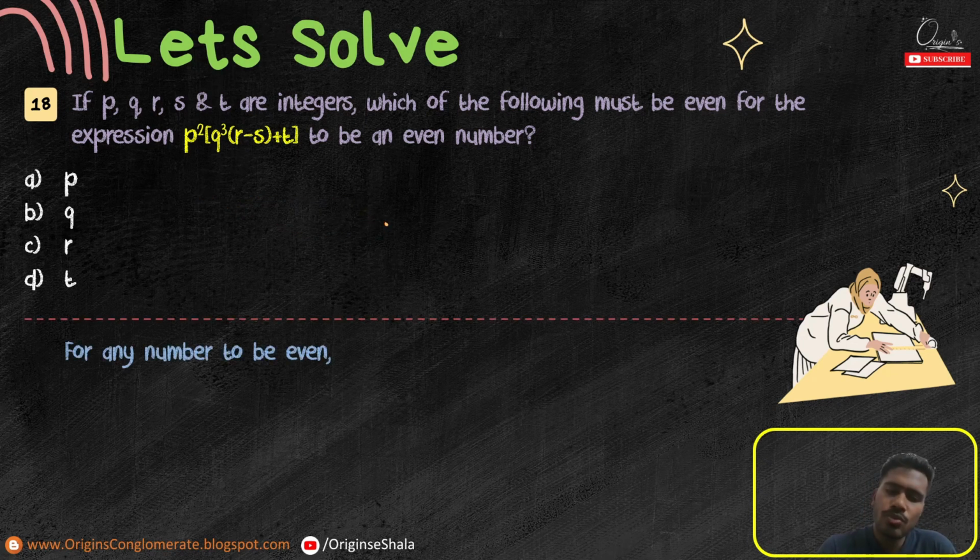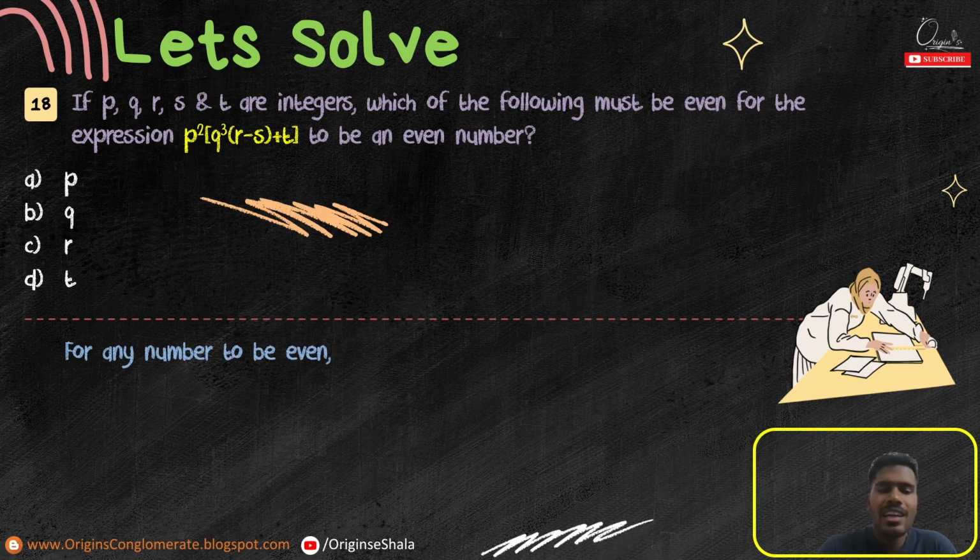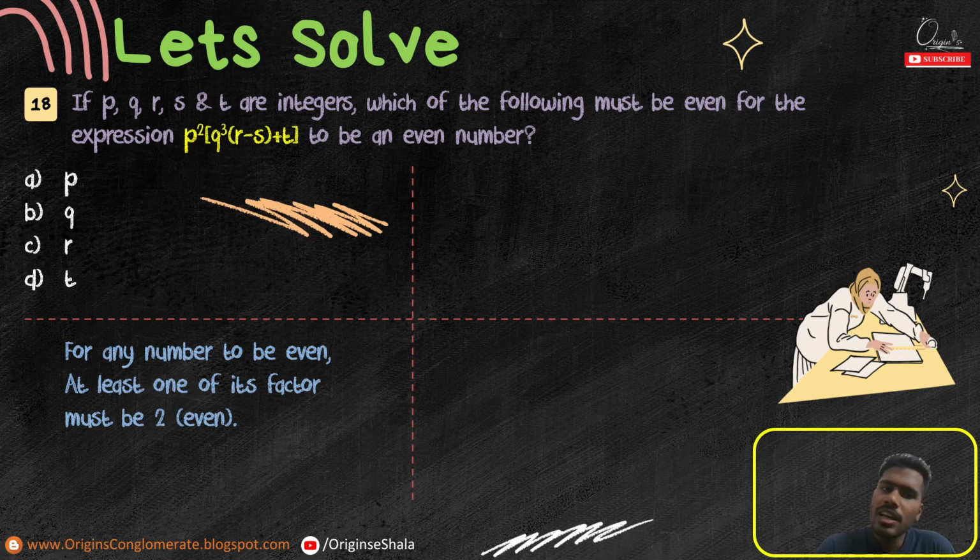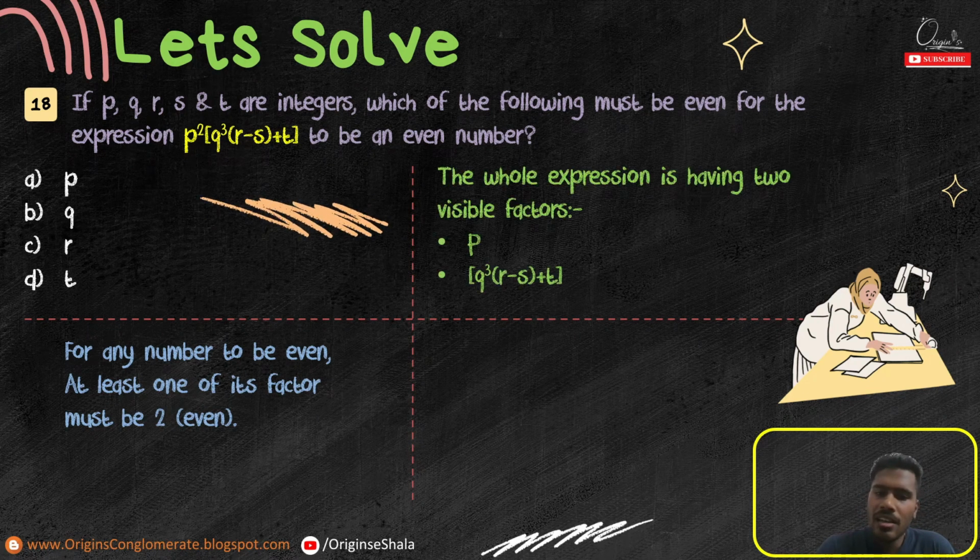Now, as we all know, for any number to be even, at least one of its factors will always be even. So I will try to split this whole operation into 2 multiples, that will be p and q cube r minus s plus t. Of course, many will say p square should come, but we are talking about factors. And p square is also a factor and p is also a factor. I wrote the bare minimum, smallest factor, which I could clearly identify just from seeing it at one glance.